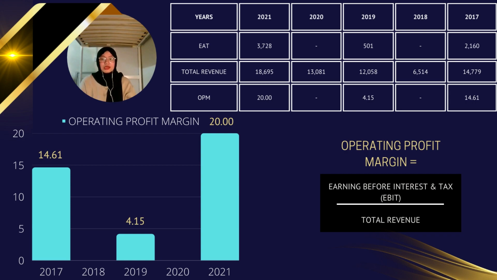For example, if the ratio is calculated to be 20%, that means for every ringgit of revenue generated, 0.20 cent is retained, while 80 cent is attributed to the cost of goods sold.